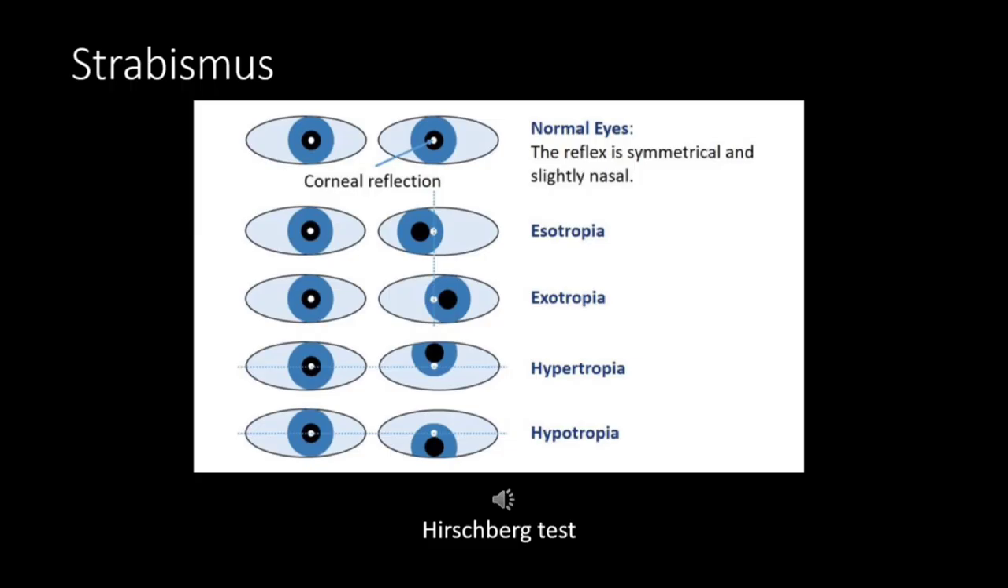And as for testing for strabismus, we have three different ways. The first being the Hirschberg test, where we shine light into the eye, and if the light moves towards the temporal area, that means that the eye moves inward and it is esotropia. The opposite applies to the exotropia, where the light moves towards the nasal area. Also, we have hypertropia, where the light moves downward, and hypotropia, where the light moves upward and the eye moves downward.